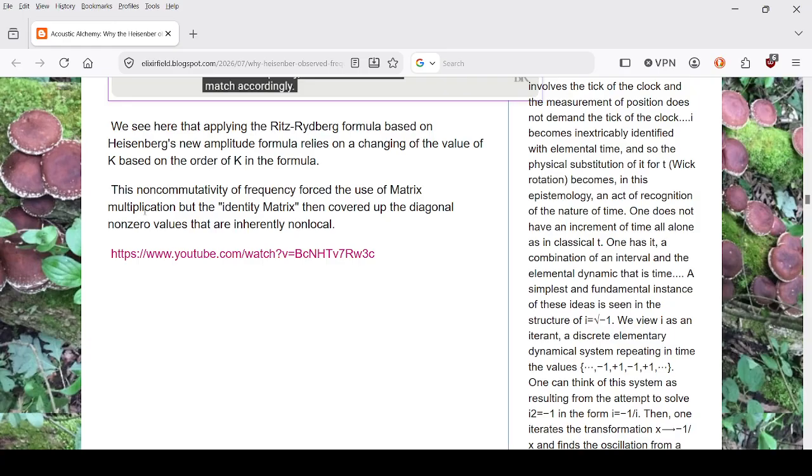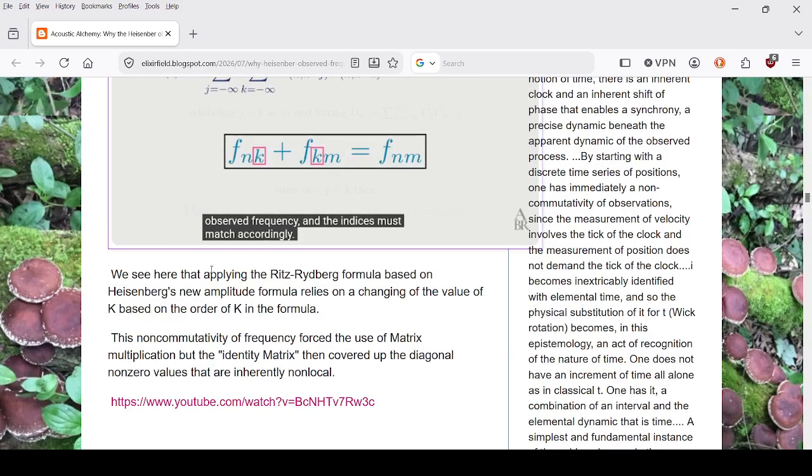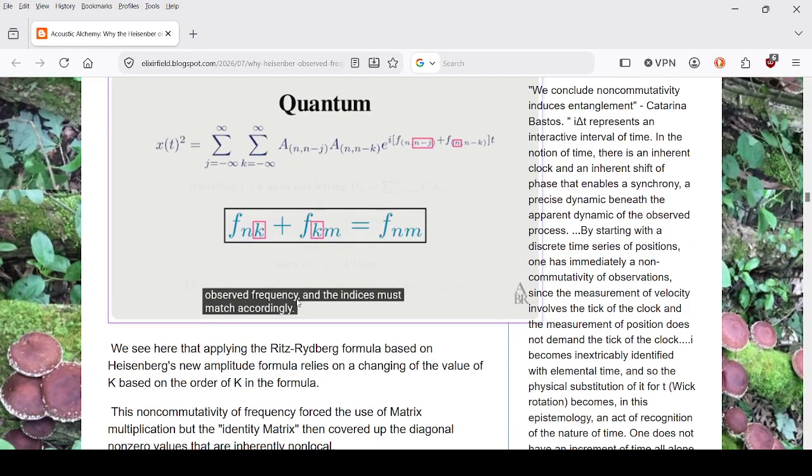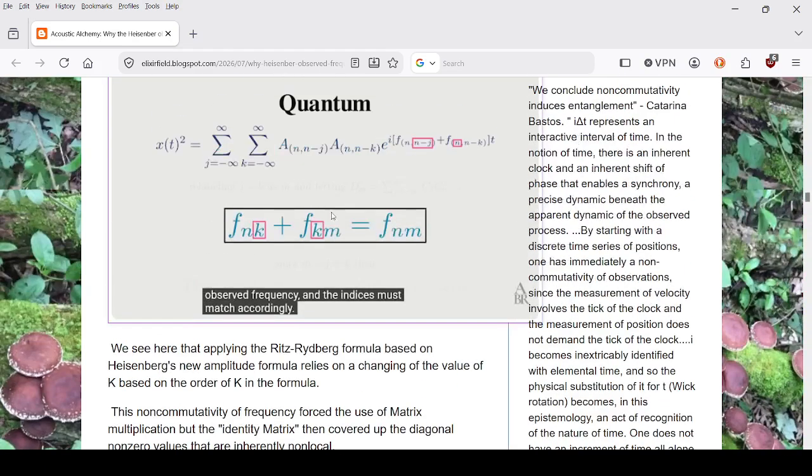Okay, and then Max Born covered it up again, because when he used matrix multiplication, he then relied on the identity matrix to basically zero out all the diagonal values, but those diagonal values are actually non-zero values when you consider the transition frequencies before there's a collapse of the wave function as a measurement.